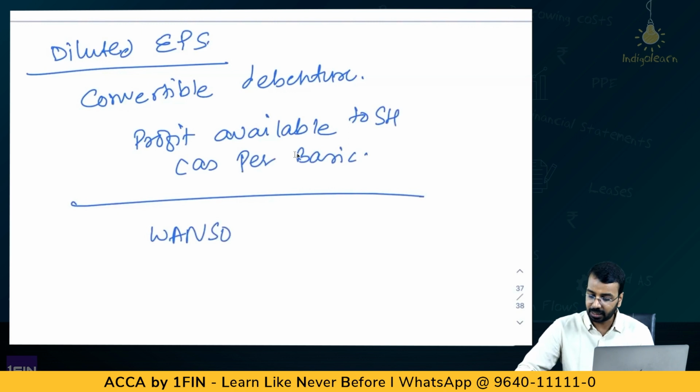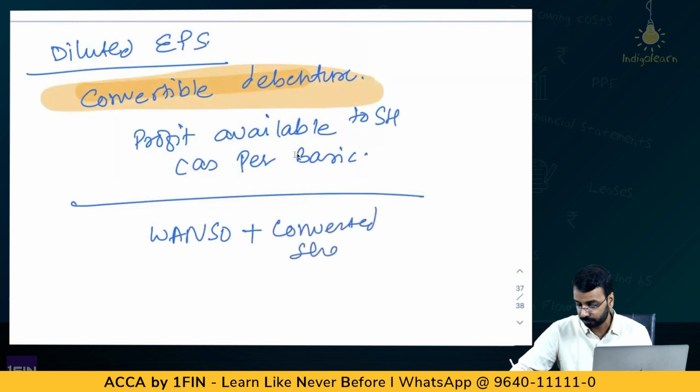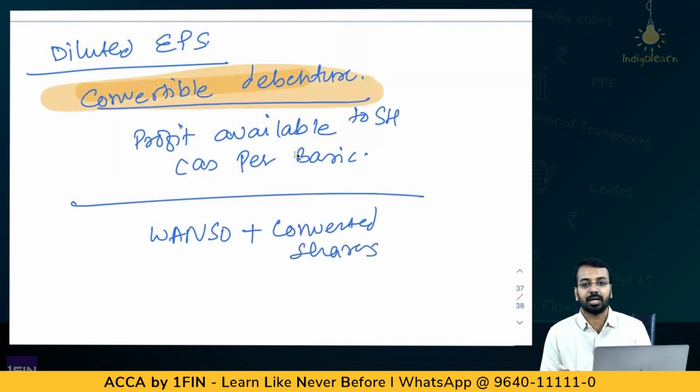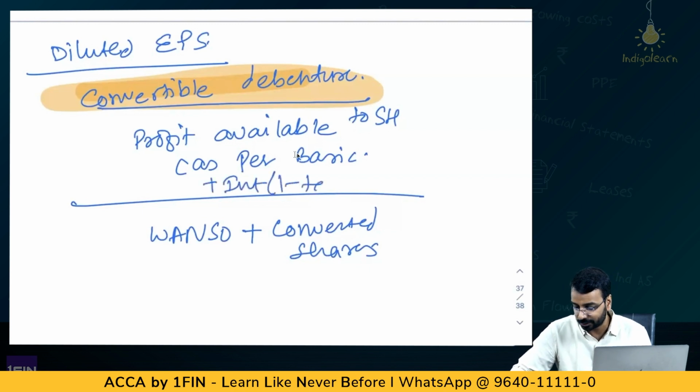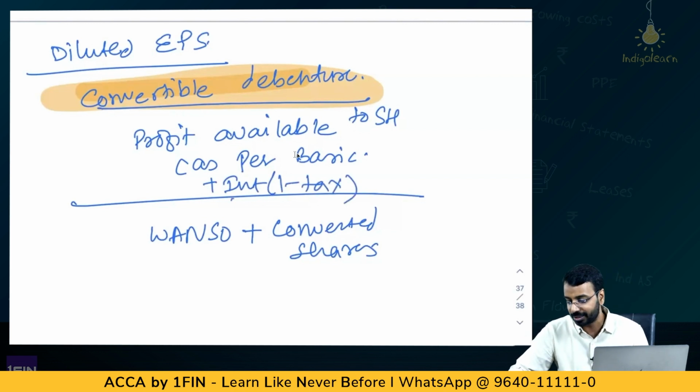Okay, now if there are convertible debentures, these debentures can become shares in the future. So what happens? My number of shares will increase. Then also, because the debentures are converted, I don't have to pay interest. So earnings available will also increase. So you will do plus interest into 1 minus tax. Why tax? Because if there is no interest, tax will be higher. So interest into 1 minus tax.